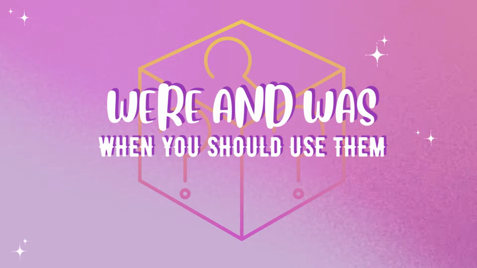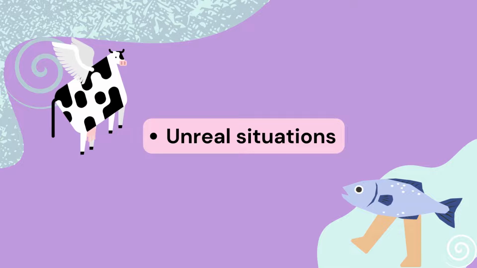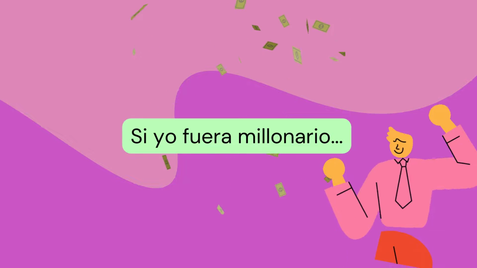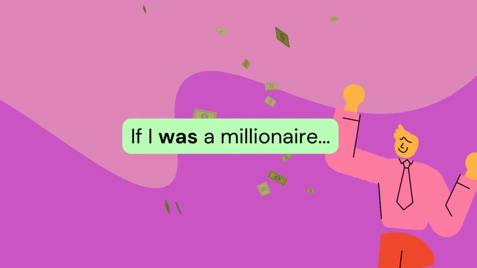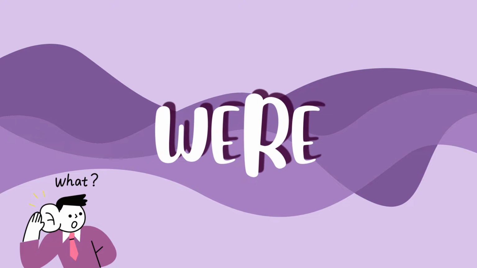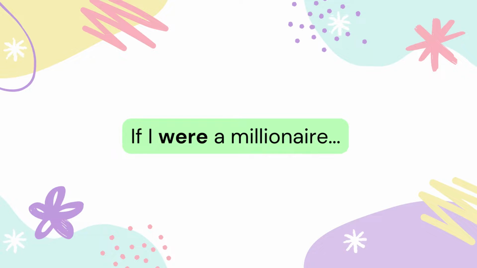When to use were instead of was. Remember that we are talking about unreal situations. So, in cases like "si yo fuera millonario," the rule suggests that it should be "if I was a millionaire." However, we are not talking about the past. Remember that we are talking about a situation that is not real and does not have a specific time. For that reason, we use were. It means that the correct form would be "if I were a millionaire."